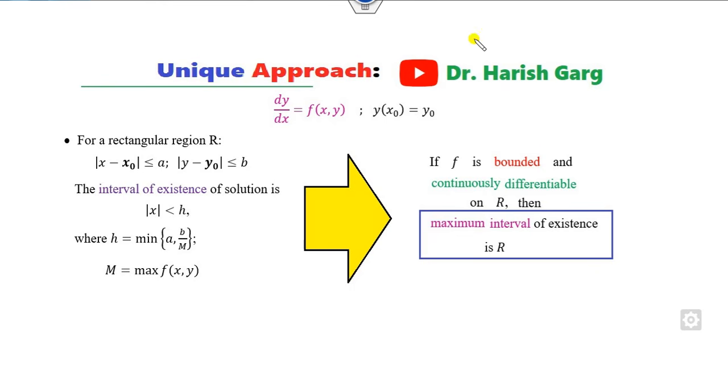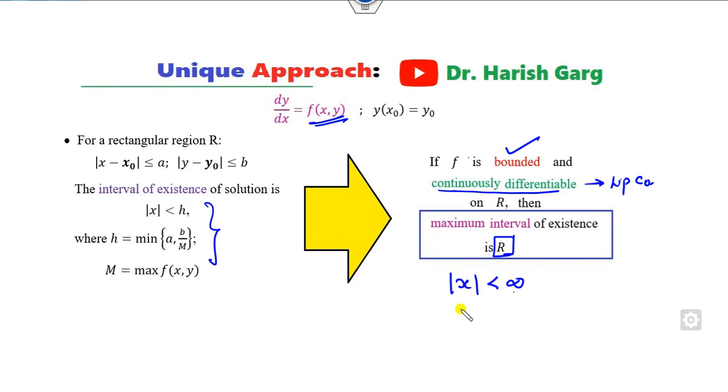If you prove that this function f is bounded and continuously differentiable, meaning the Lipschitz condition is satisfied, then there is no need to find such a case. Then in that case the interval is less than infinity. That infinity means what? It means minus infinity to plus infinity. That means it's the real line.